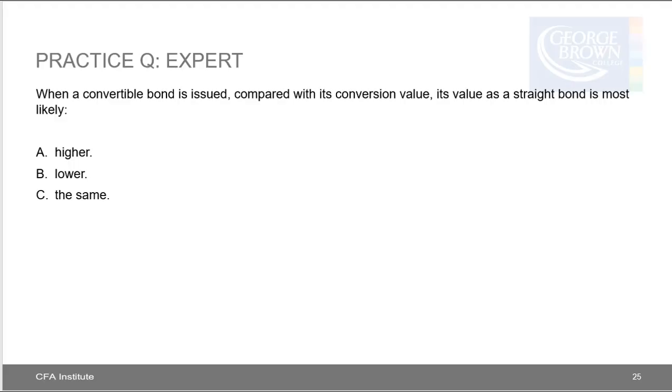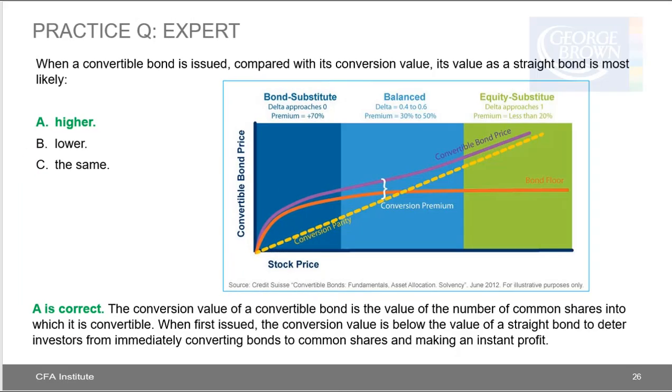So a quick practice question from the learning ecosystem that was classified as expert level. When a convertible bond is issued, compared with its conversion value, its value as a straight bond is most likely A, higher, B, lower, or C, the same. Okay, so that's a little bit of a tough one. A is correct. The conversion value of a convertible bond is the value of the number of common shares into which it is convertible. When first issued, the conversion value is below the value of a straight bond to deter investors from immediately converting bonds to common shares and making an instant profit.